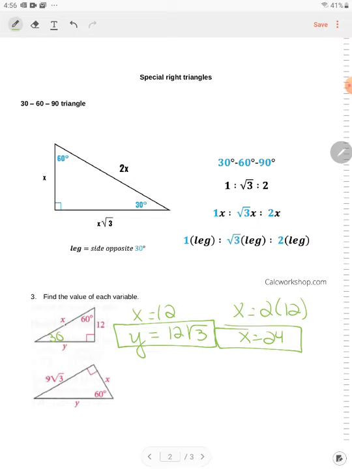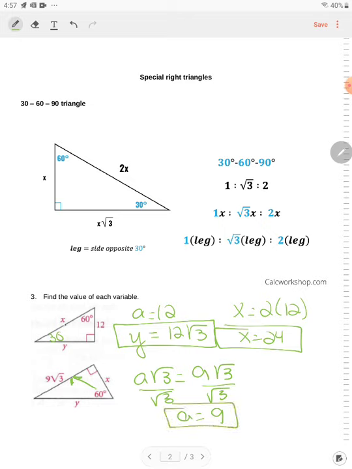Because you're given across from the 60 degrees, instead of x, let me go back and call that a. Still the relationship holds the same. So here, a root 3 is equal to 9 root 3, because if you look across from the 60, the side is 9 root 3. So if you divide by the radical 3, a is equal to 9. That means across from the 30 is 9. So in this case, we're going to say x is equal to 9. Y is equal to 2 times 9. That's the hypotenuse. y is equal to 18.